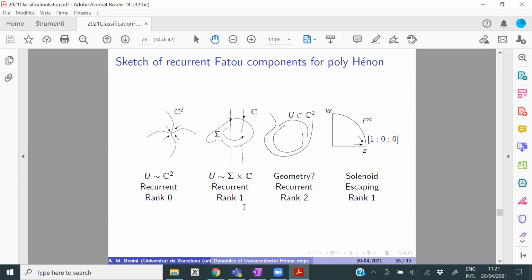Then recurrent, in which you are squeezed down to your rotation surface. In this case, you can show that you have a product structure on the component, if I understand correctly. Then you have what I call singular domains, but these are those domains in which you have subsequences which converge to the identity. You don't have a true linearization like in one variable. And as far as I understand, we don't know how the geometry works. And finally, you have this escaping Fatou component in the polynomial case, which is the attracting basin for the point [1:0:0] on the line at infinity, and you understand its structure. Well, people understand its structure.